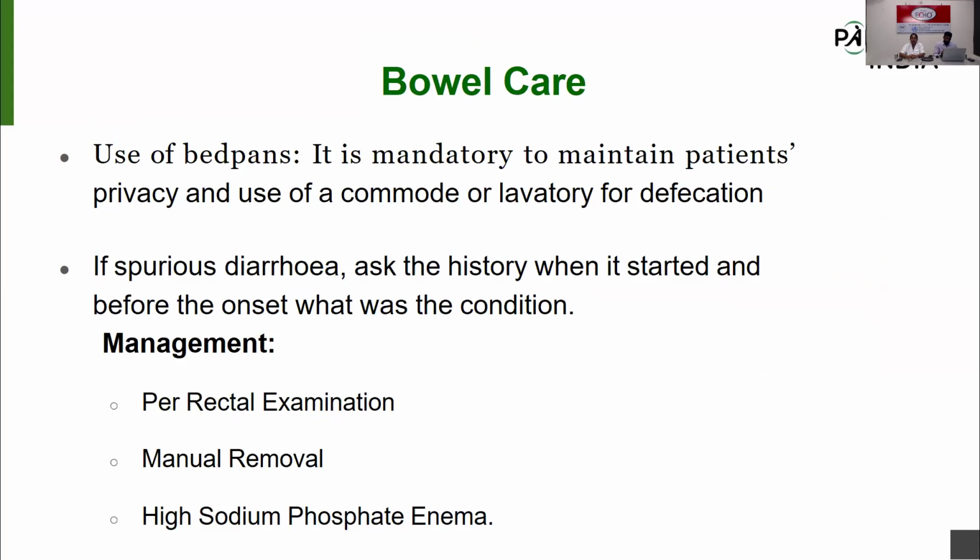So bowel care, how will we use a bedpan? It is mandatory to maintain patient privacy and use a commode or a lavatory for defecation. Now, spurious diarrhea: it is when the patient gives a history of constipation 2-3 days or 1 week before, and after that suddenly for the past 3 days has been having loose stool, right? If the patient tells this kind of history, constipation associated with diarrhea, then that is called spurious diarrhea, right? So ask the history, when it started and what the onset was.